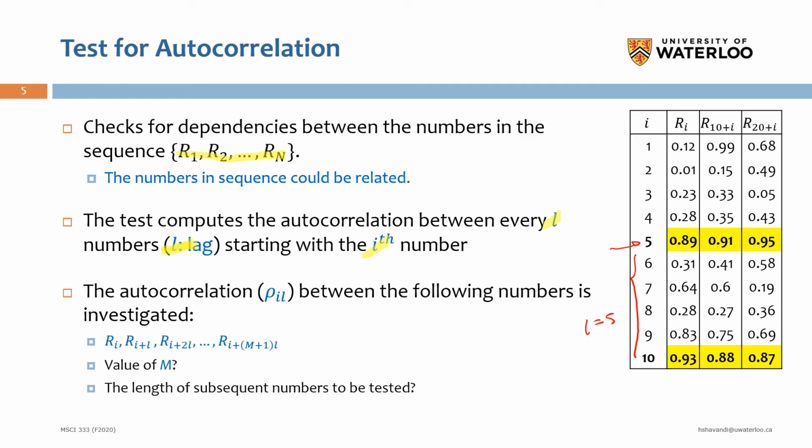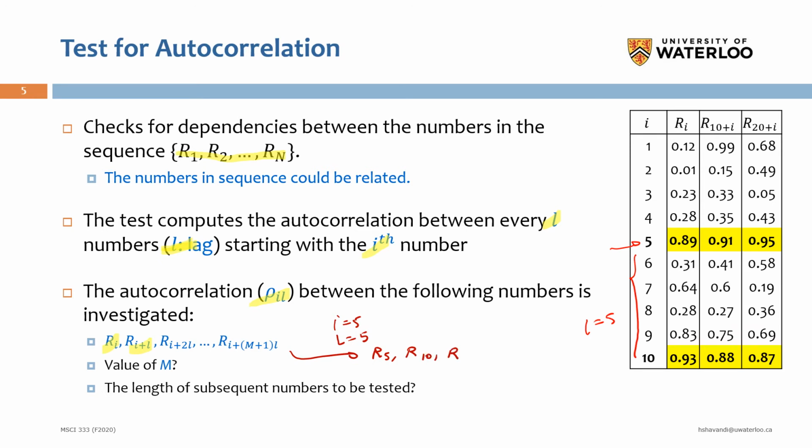Here the autocorrelation rho IL, as I said, will be investigated for those subsequent random numbers, which will be Ri plus L. For our example, I equals 5 and L equals 5 as well. So with this relation, we have R5, and then R5 plus 5 will be R10.